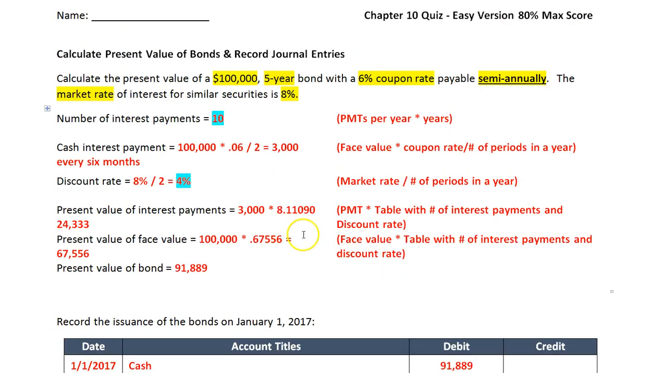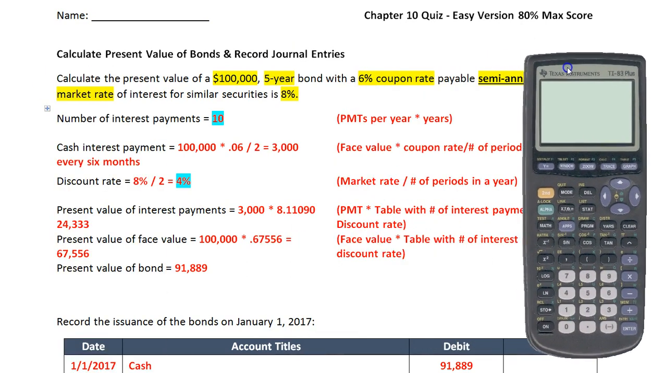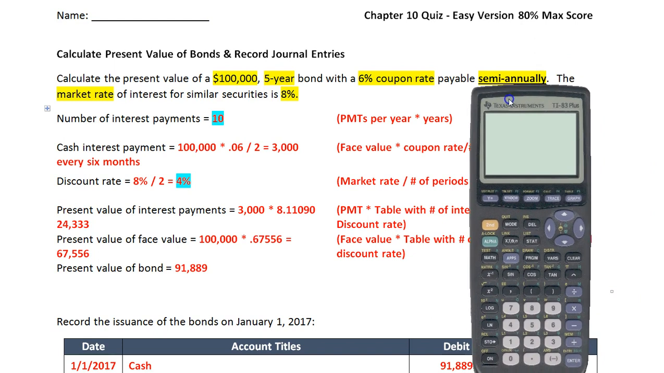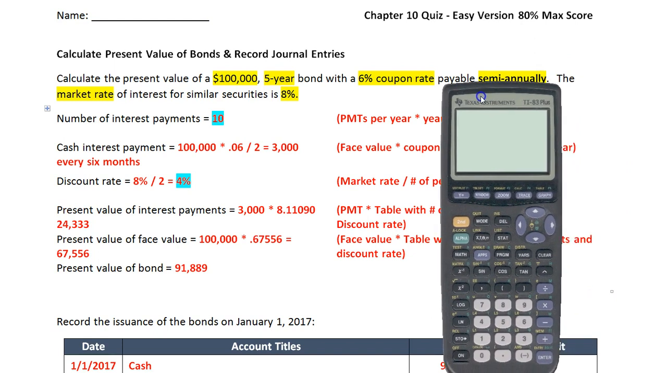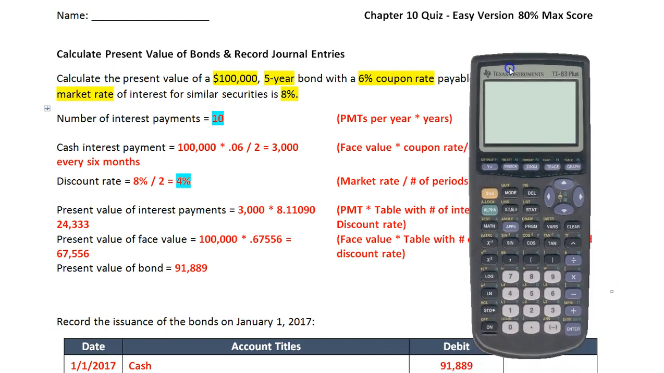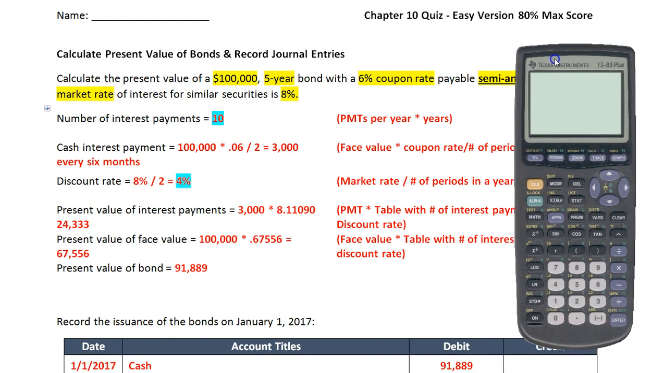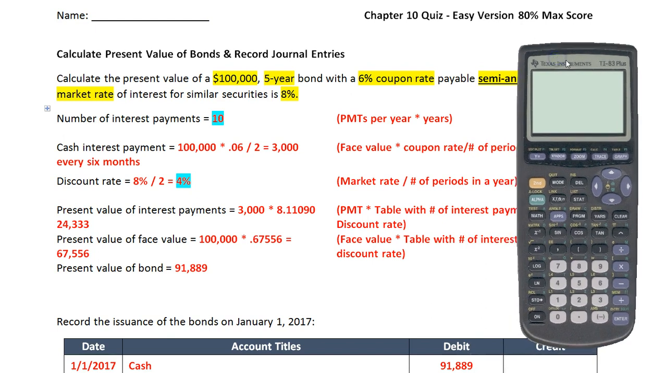What I also want to show you, I've got this simulator for the TI-83. It's the first time I'm using the simulator. But I want to show you how to calculate this present value with a calculator. Because when you get in a business finance class, it's probably what you're going to be using. It's what I used extensively at A&M.